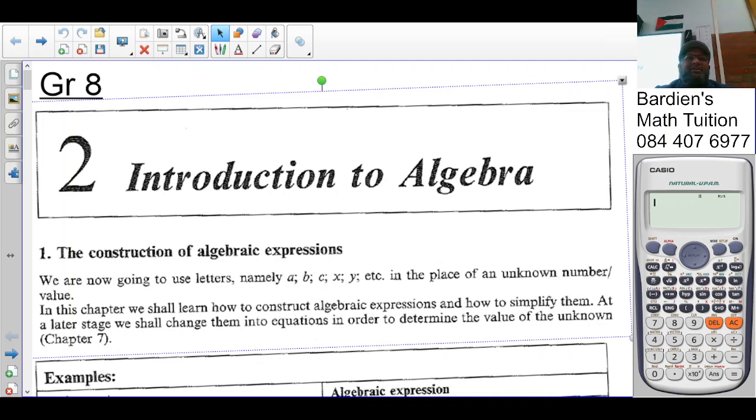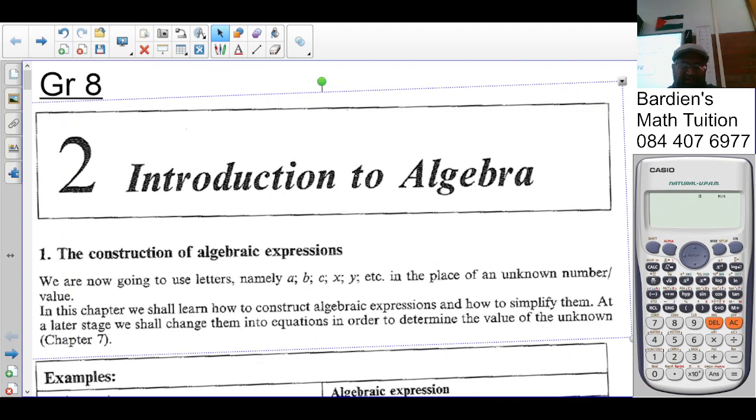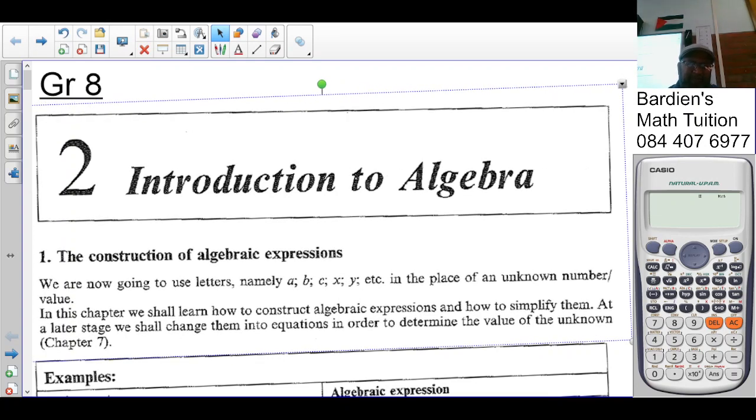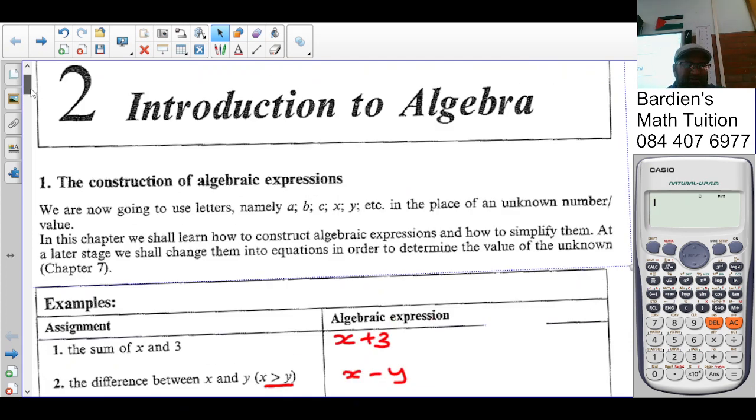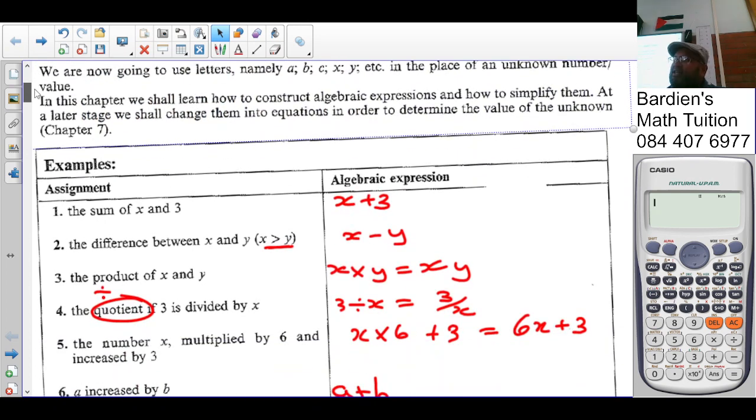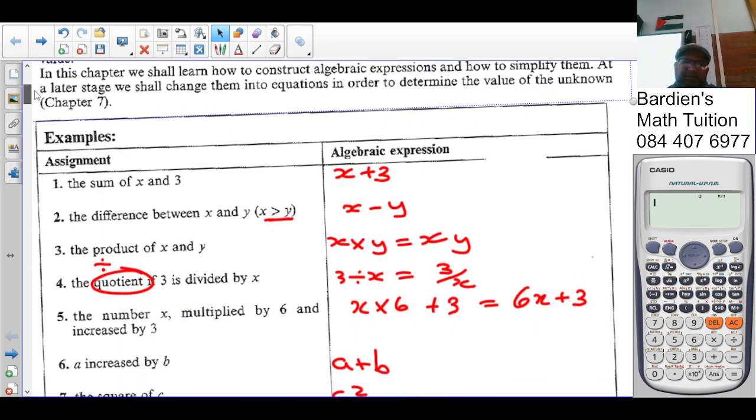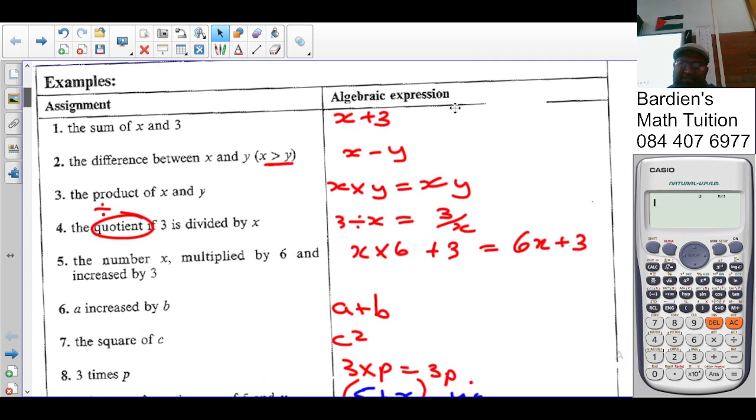Okay, so then thereafter you guys went into the topic on introduction to algebra. So you guys were explained slowly about what is algebra and where it comes from and who's the daddy and all of those things, no? Alright, and you guys did this assignment here, these examples.